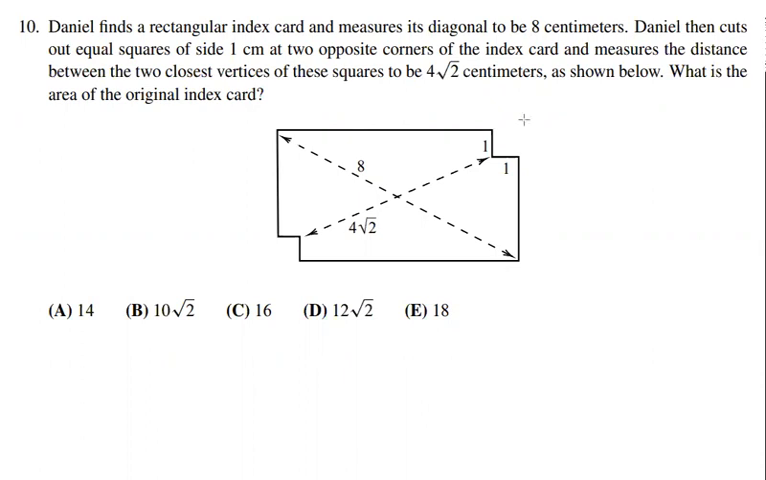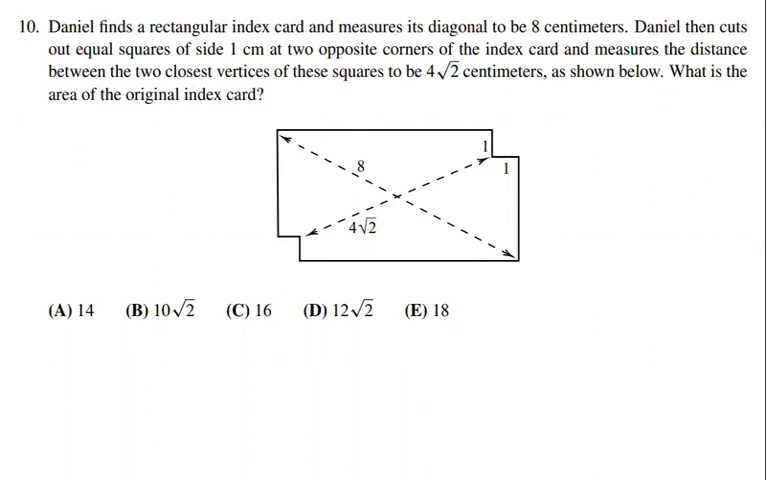And then he cuts two unit squares from the corners, one right here, one right there, and you measure the distance between those two closest vertices, like this point and this point, that is 4√2. Okay, that's given. So what is the area of the original index card?